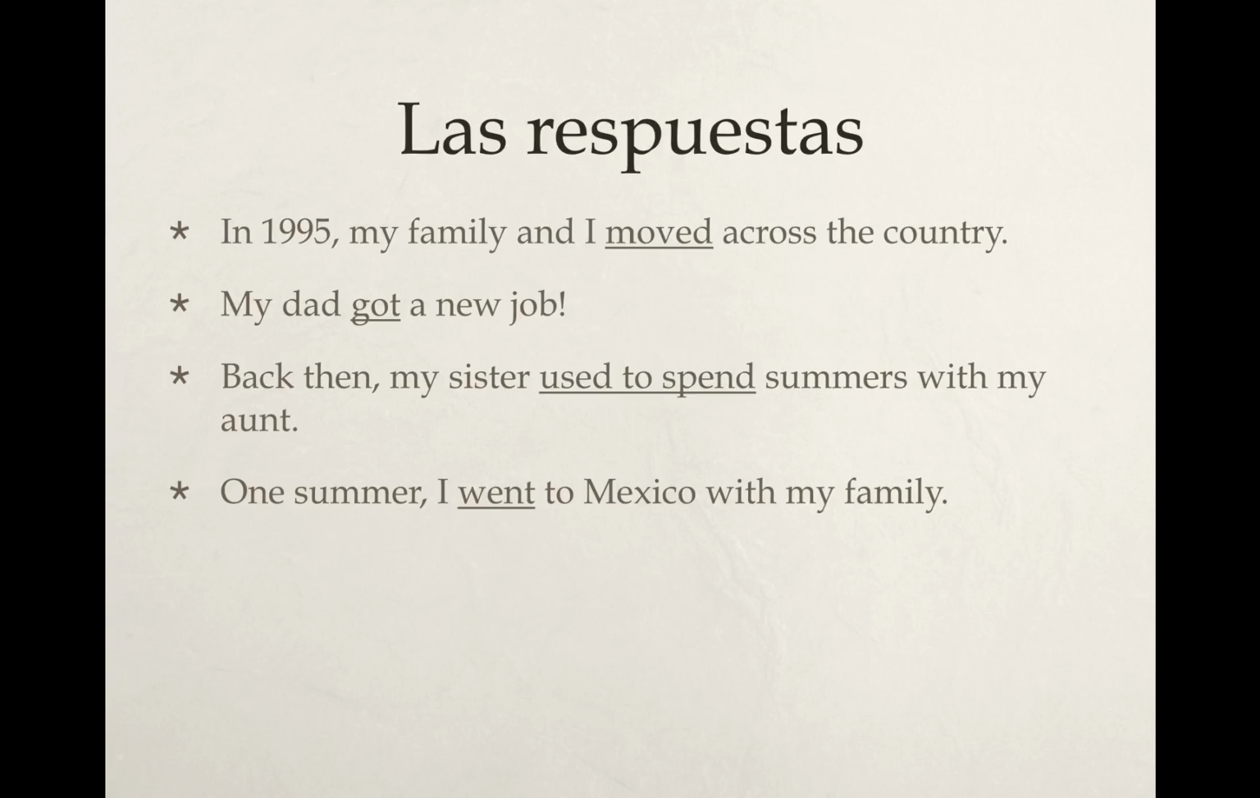Again, you can see in question number 3 that the used to is going to tip you off that it's going to be imperfect, because we're not saying exactly when my sister started and ended those summers with my aunt. We're just saying that it used to happen, so imperfect. And then one summer I went to Mexico with my family. Again, a completed past action. It's over, it's done, I went, and now I'm telling you about it.